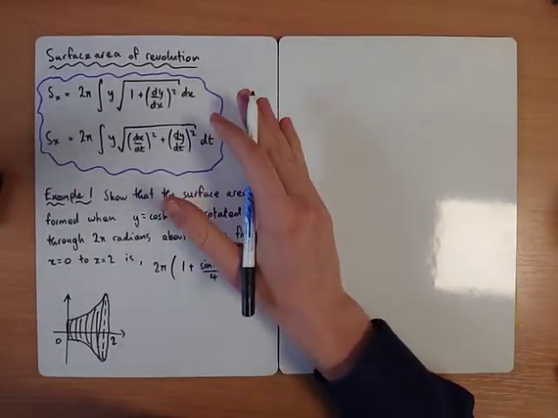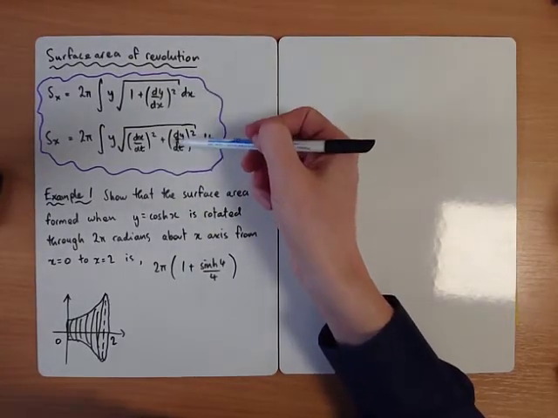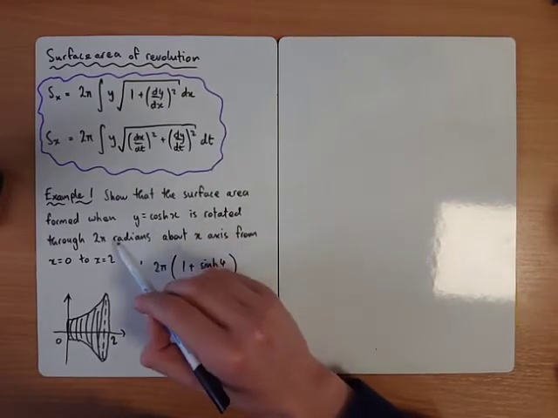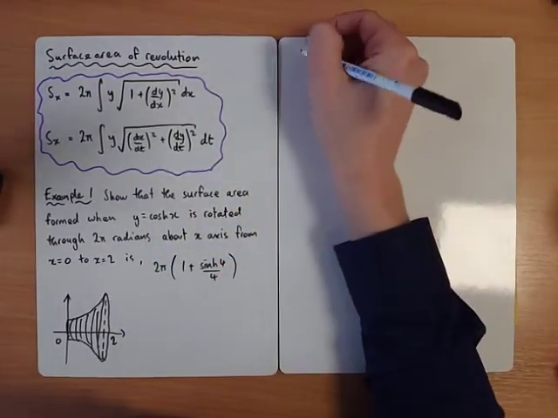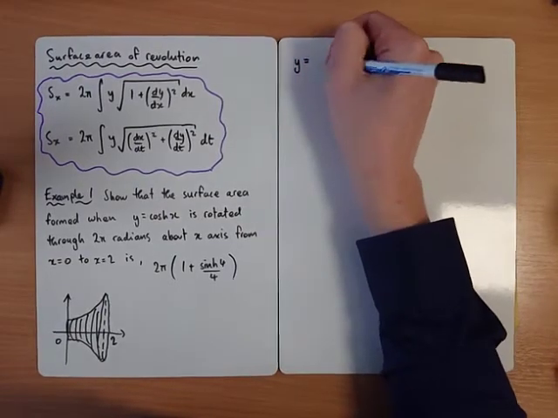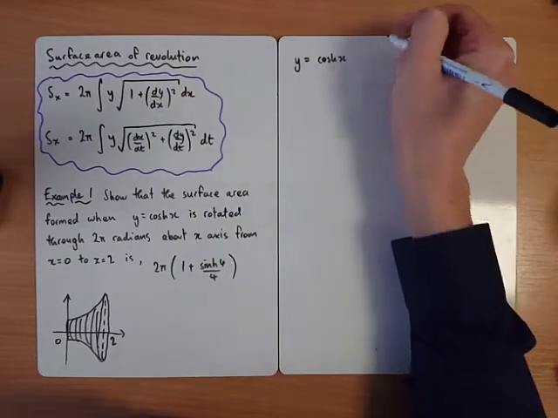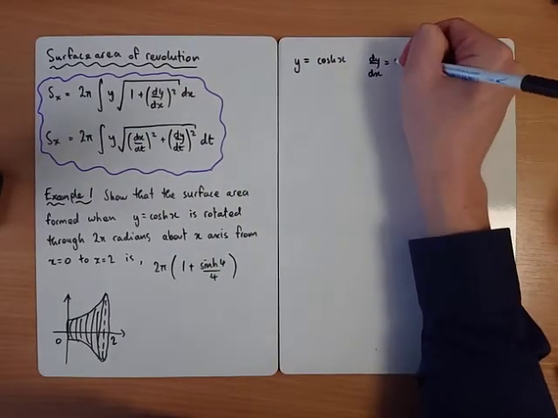Again, we look in the formula booklet. There's two types. It could be Cartesian, it could be parametric. We're going to start with the Cartesian one, y equals cosh x, rotated about the x-axis. First thing I want to do is think about what 1 plus (dy by dx) squared looks like. So if y equals cosh x, dy by dx would equal sinh x.